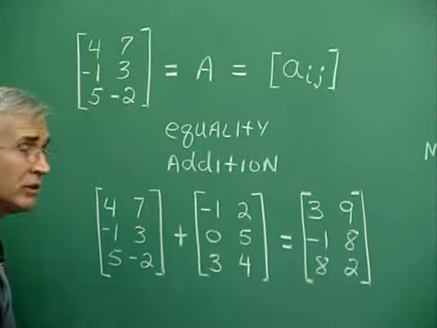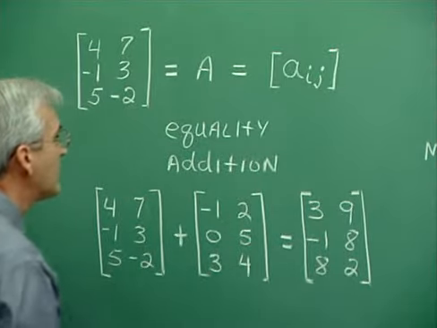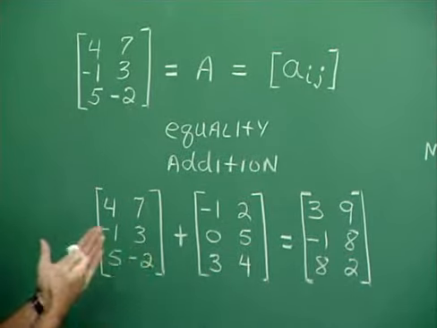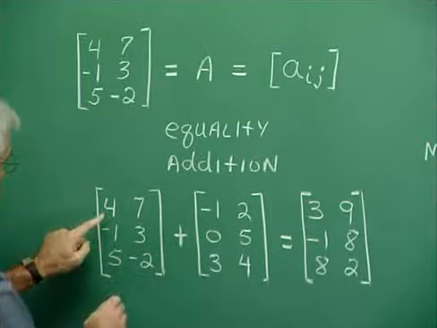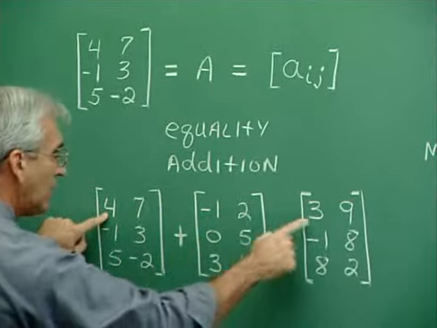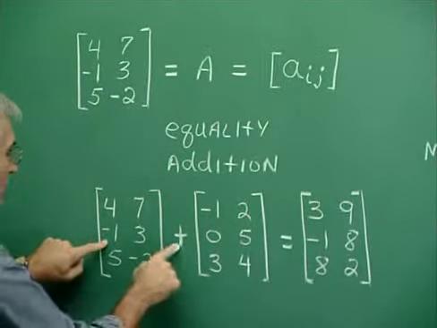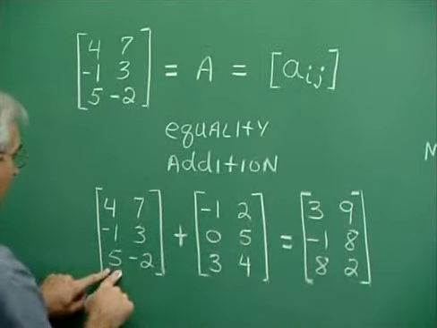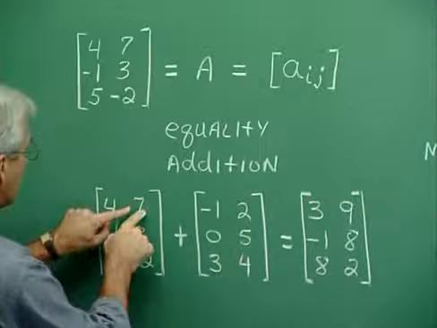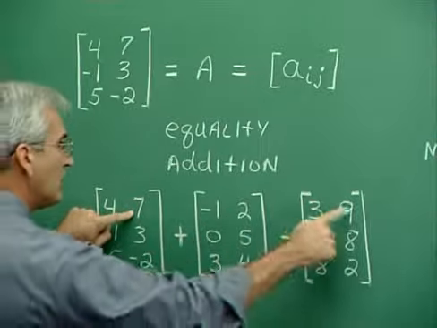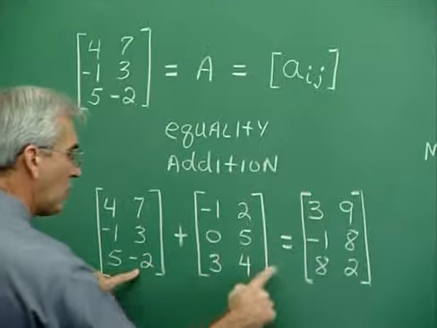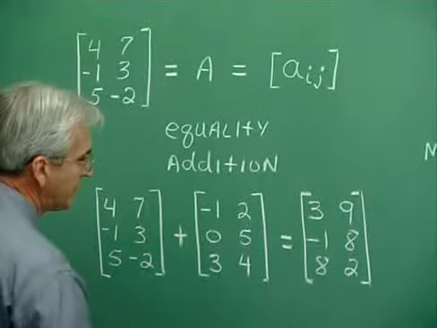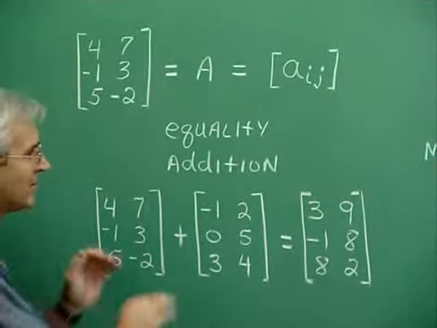The idea of addition is about the same as we would expect it to be as well, because all we do is add the entries in corresponding positions. So to add these two matrices, we're saying 4 plus -1, that's 3. And then -1 plus 0 is -1. 5 plus 3, 8. And then up here, 7 plus 2, 9. And 3 plus 5, 8. -2 plus 4, 2. Okay, so that's the idea.